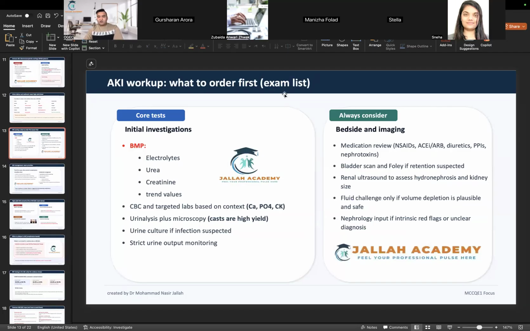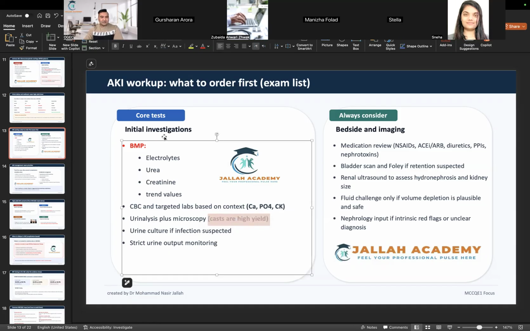All right, so what to order first? Core tests. Basic metabolic panel: electrolytes for acute kidney injury. So with the basic metabolic panel, we do electrolytes, urea, creatinine, and trend values. CBC, targeted labs based on the context: calcium, phosphate, creatine kinase. And urinalysis plus microscopy for casts is very high yield, because based on that, you can differentiate which type of acute kidney injury you have. Urine culture if infection is suspected; if not, you don't have to.